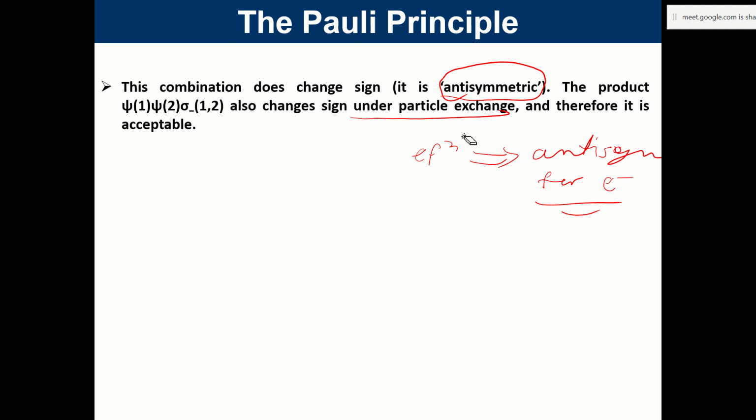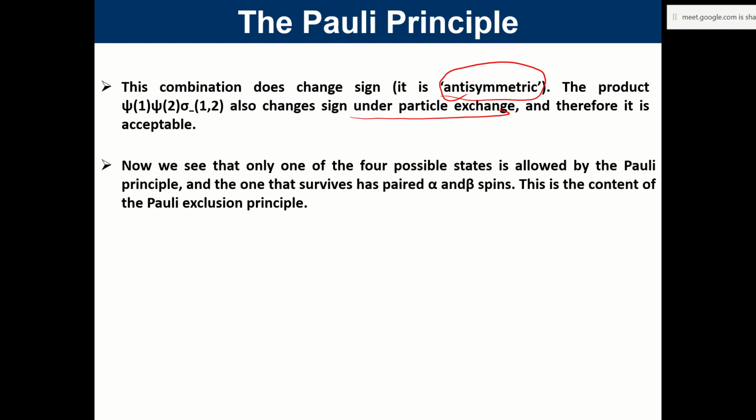Just like we say that something is an odd function, in a similar way there should be a change in sign; it should behave in an antisymmetric manner. And what we have seen just now is that out of four, only one has survived. That has the spin pair combination of alpha and beta together. And this part was called the special case of Pauli's principle. Pauli's exclusion principle is a special case of the more general Pauli's principle, which we have just seen.